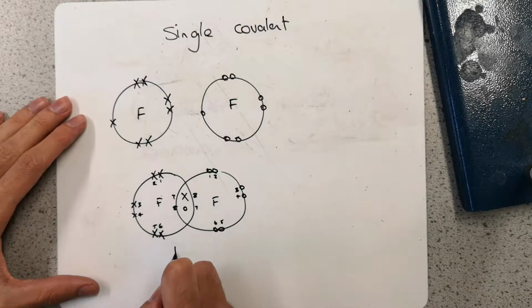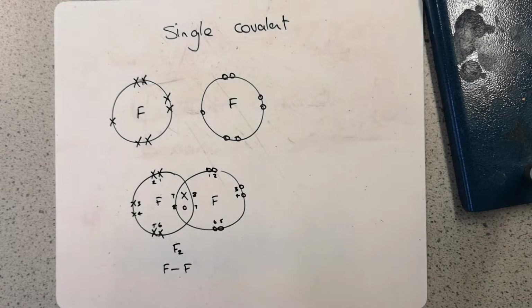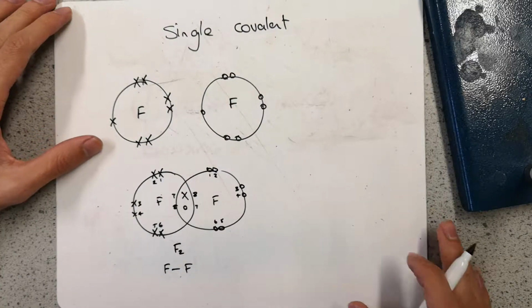So this is fluorine, and we sometimes draw a covalent bond as a single dash. So it's F bonded to F, or F2. And this is fluorine gas.